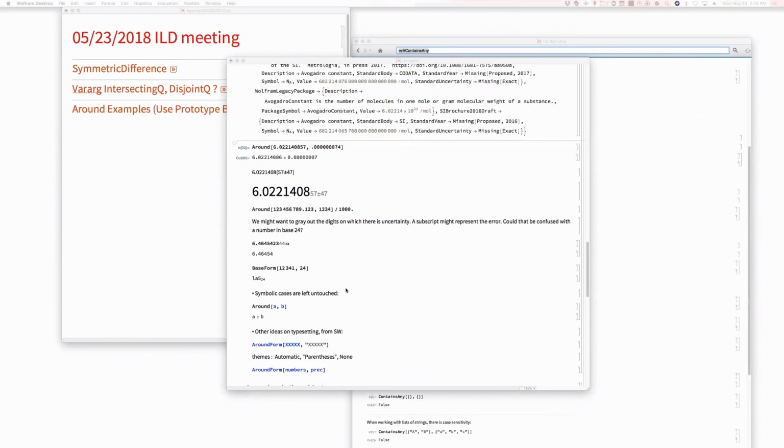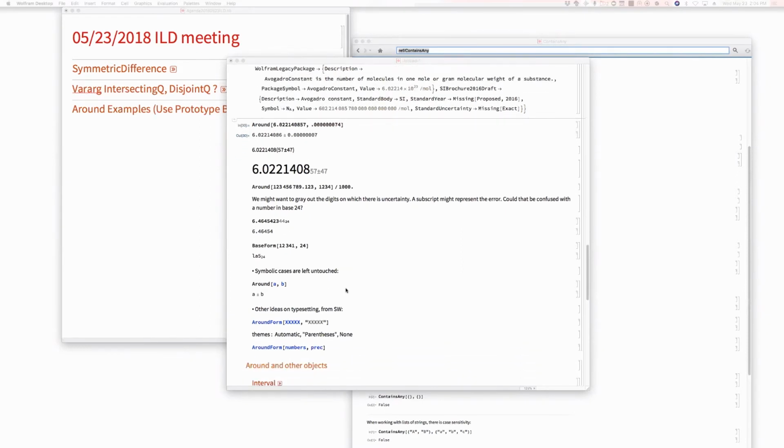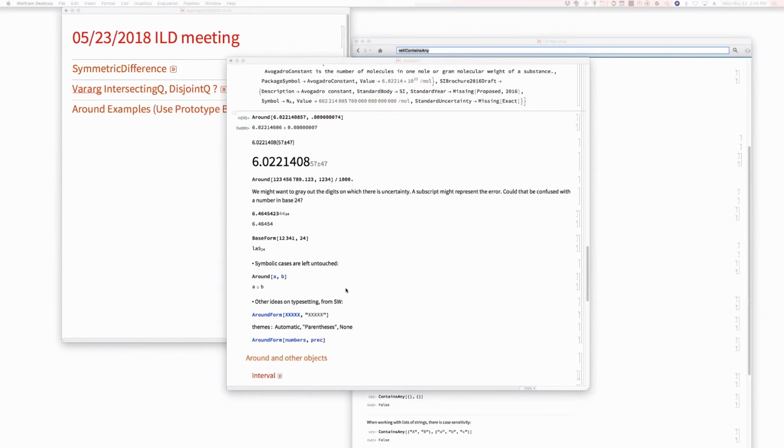Oh, we talked about an around form. Yes, okay. We have. Great. Yeah, that seems like the right way to do it. Parentheses, none, automatic, whatever. Sounds reasonable to me. Oh boy, we've got lots of stuff here.